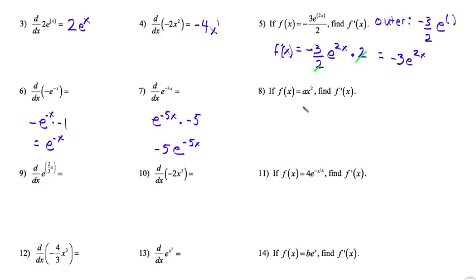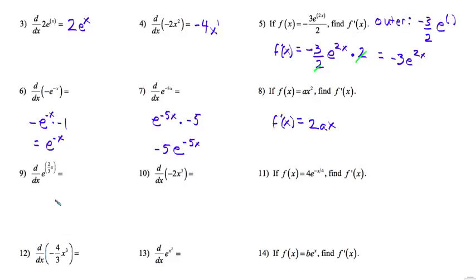All right, number 8, what house are we in? We are in power house. So power house means I'm going to do the same rule as I did in number 4, where I multiply that exponent down and then subtract that exponent by 1. So if I do that, f prime of x is going to be equal to 2ax to the power of 1, and I'm not even going to write that 1, 2ax. There we go, done. Number 9, we are in what house now?